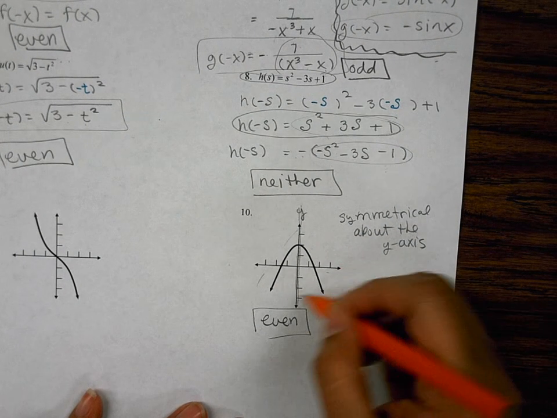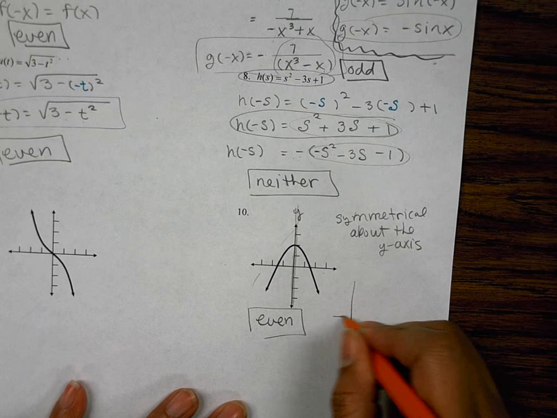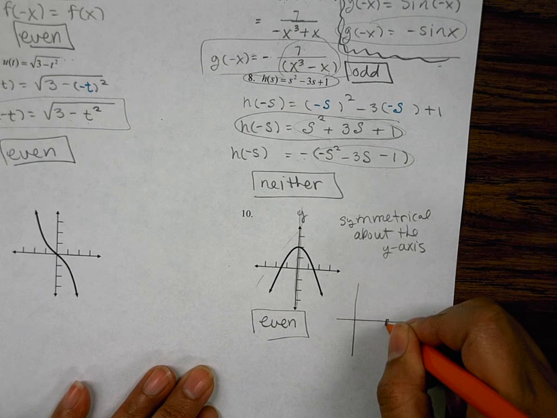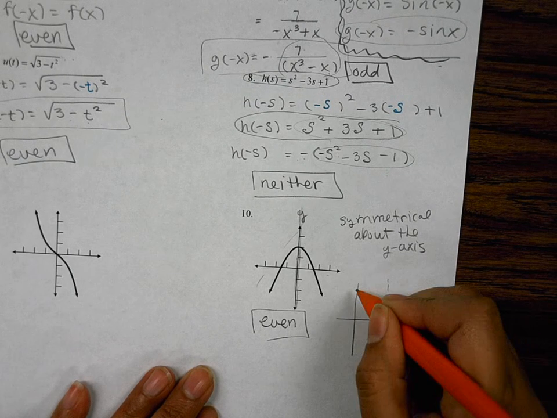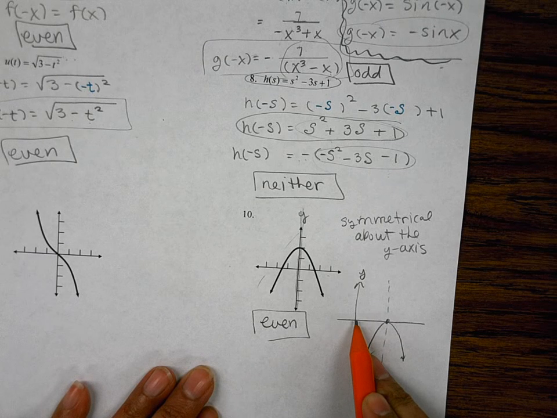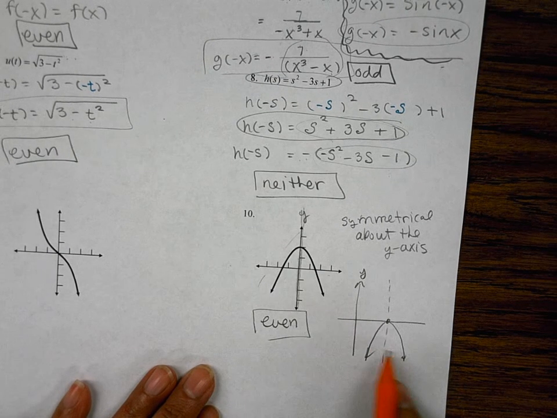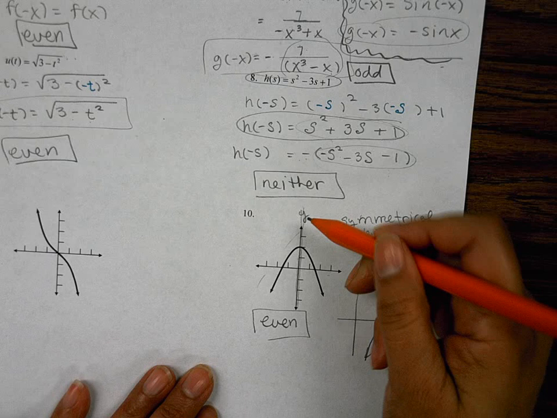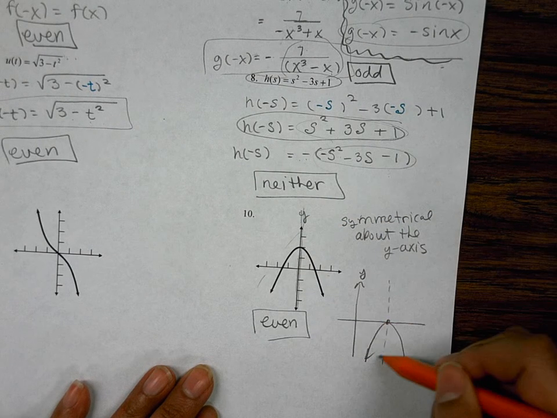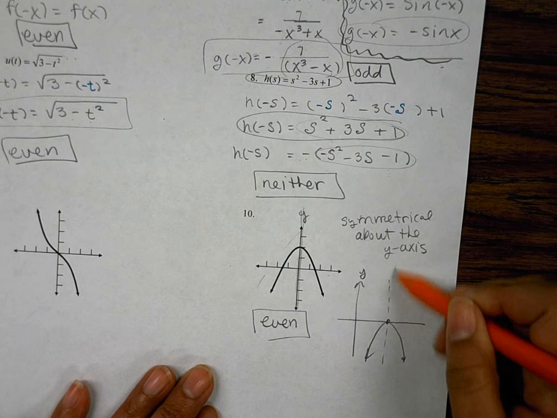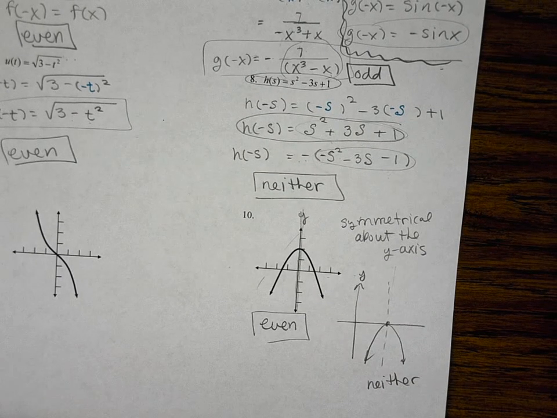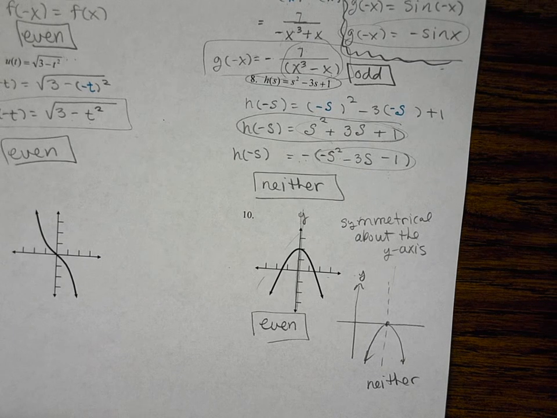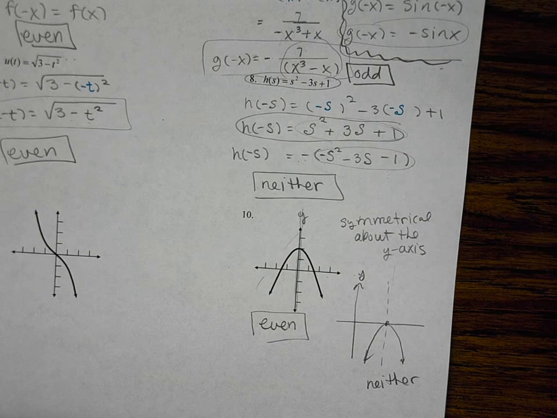Now, here's the tricky part. That does not mean that all parabolas are even. For example, if you had a parabola like this, let's make it opening downward still. The graph is symmetrical, but it's not symmetrical about the y-axis. Do you see the difference? They're both symmetrical, but in order for it to be even, it has to be symmetrical on the y-axis. This is the y-axis, this is not. So it's symmetrical, but not on the y-axis. That would be a neither.